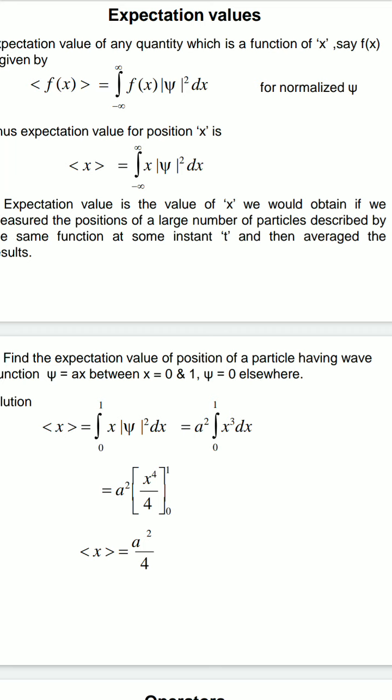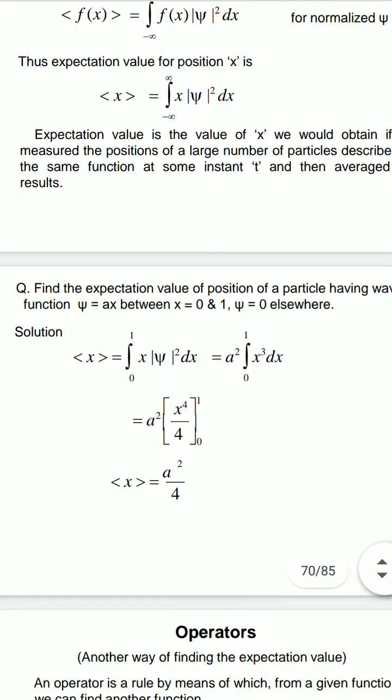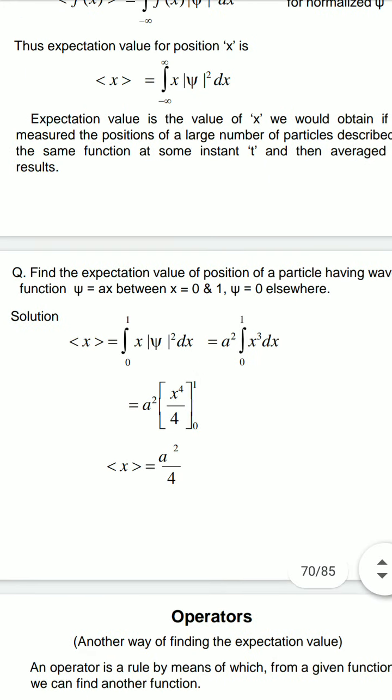So the expectation value of position of a particle having wave function ax in the limit 0 and 1 is equal to a square by 4. What is a there? A is the constant in the wave function. Now operators I will teach you in the next class.